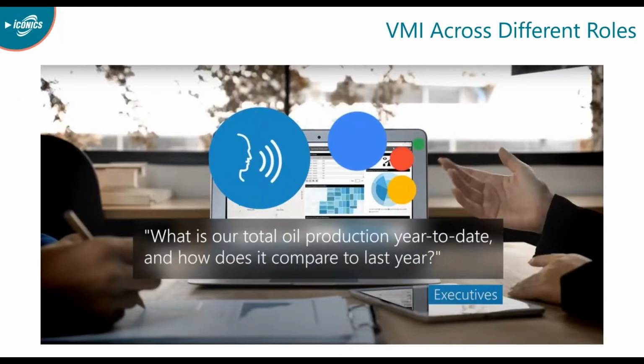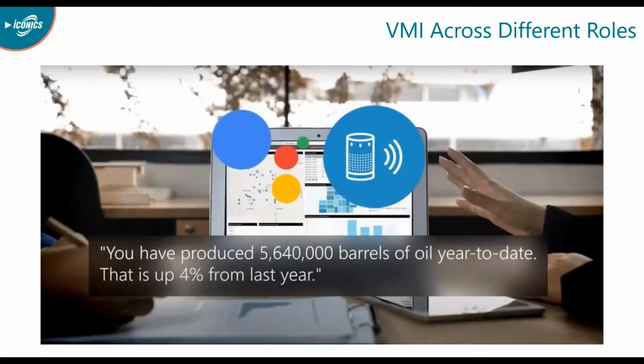And this can also apply to executives, where they may be asking bigger picture kinds of questions. What is our total oil production year to date, and how does it compare to last year? And they can get back the response: You've produced 5,640,000 barrels of oil year to date. That's up 4% from last year. So the kinds of questions that get asked and the kinds of responses you can get, the context can vary depending on the kind of user that's using the product.